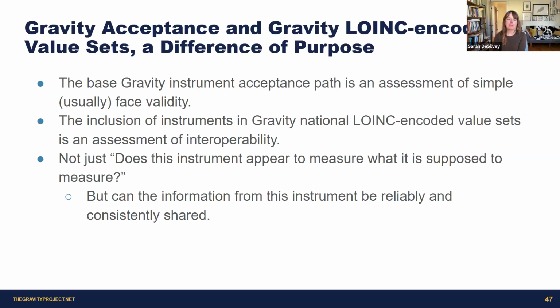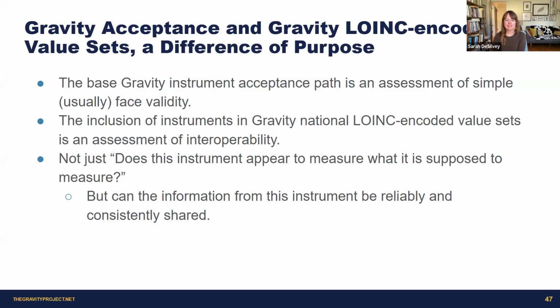Just in general, the base Gravity instrument acceptance path is really an assessment of simple, usually face validity. The inclusion of instruments in Gravity national LOINC encoding value sets is an assessment of interoperability and standards, right? Setting a standard, and again, quality measures generally support standards. If you think about other screening and intervening measures like depression screening and intervening, there's only like 8 measures in the whole set, so Gravity's acceptance is actually quite large in comparison. And again, in this case, the LOINC encoding is not just does this instrument appear to measure what it's supposed to measure, which is that face validity element, but can the information from this instrument be reliably and consistently shared across entities? Next slide.